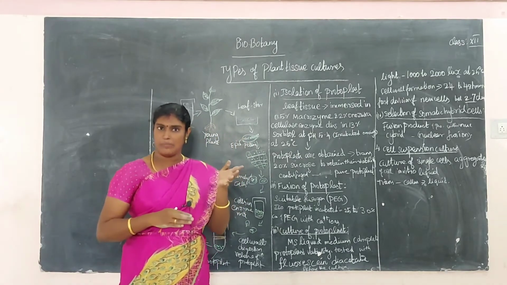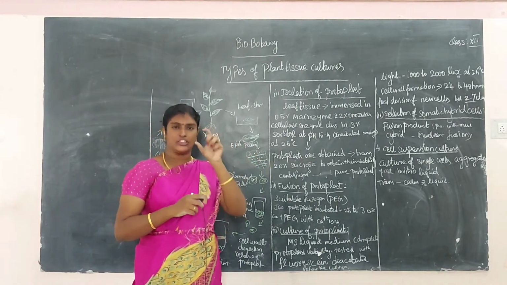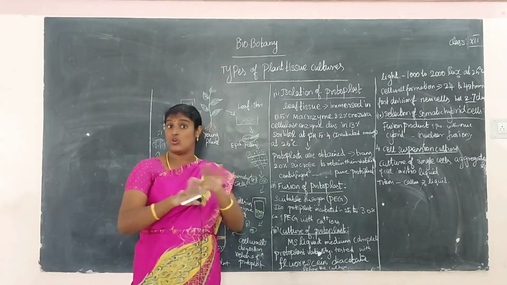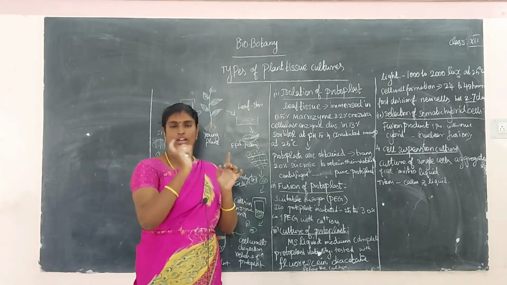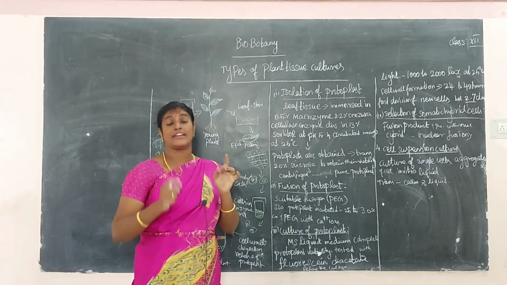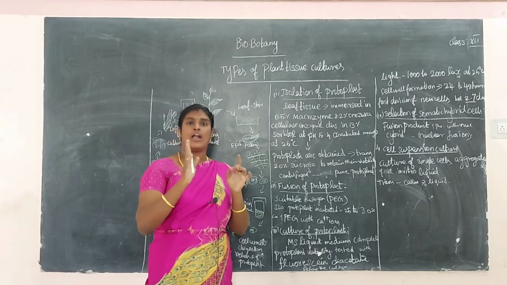What is the meaning of the explant? An explant is a tissue taken from the desired plant that grows only in a culture medium. It is not a normal medium, it grows only in the culture medium, and that is called an explant. So based on the explant it can be divided into four categories. What are the four categories?